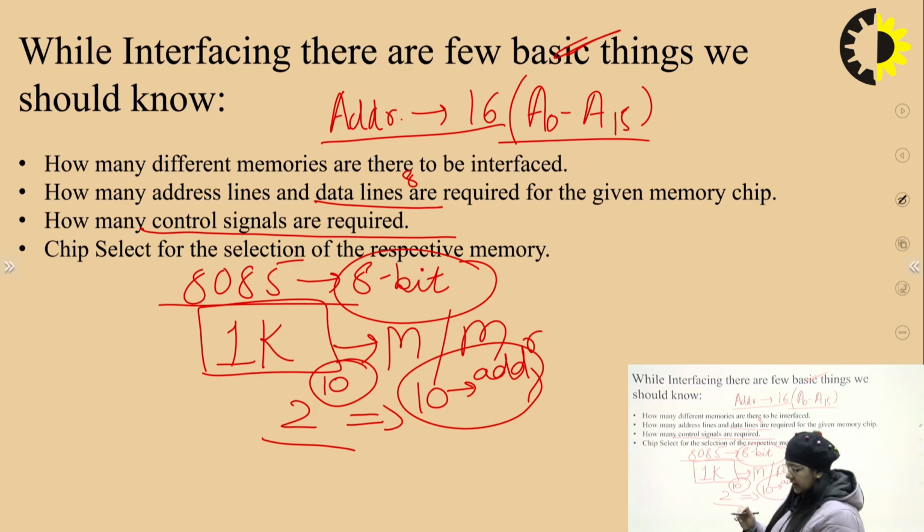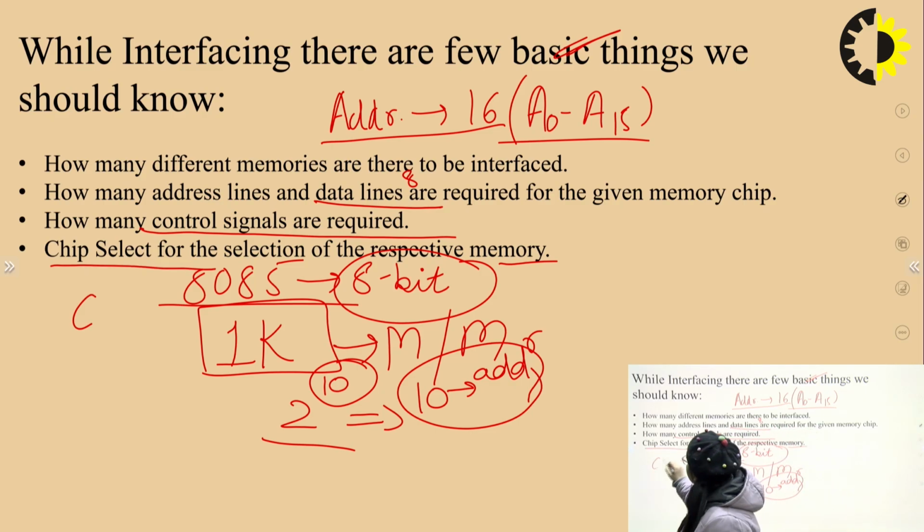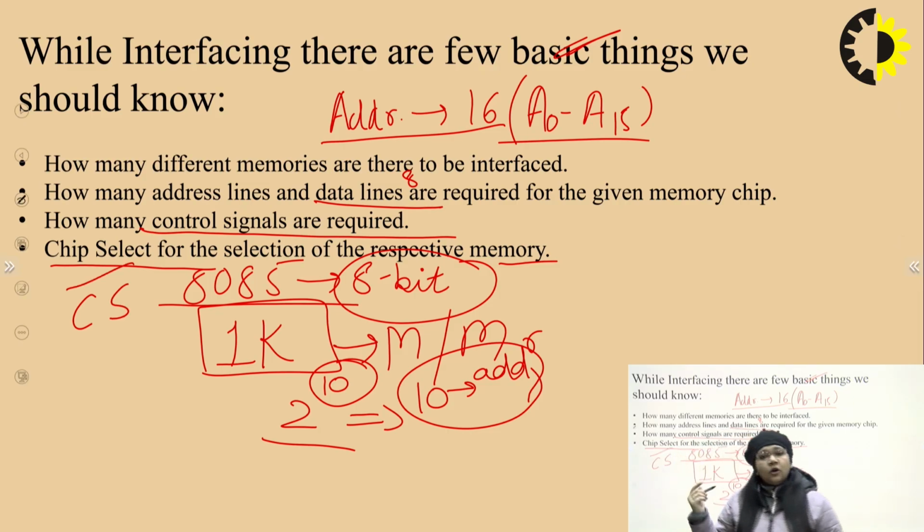One more thing we will see here, when we discuss the example, is the number of steps that follow. And last but not the least, a very important thing is chip select. Chip select can be denoted by CS bar. It is also an active low signal. So when the chip needs to be interfaced with the microprocessor, it needs to be selected.